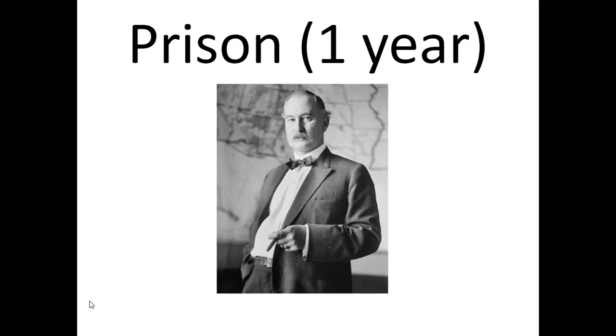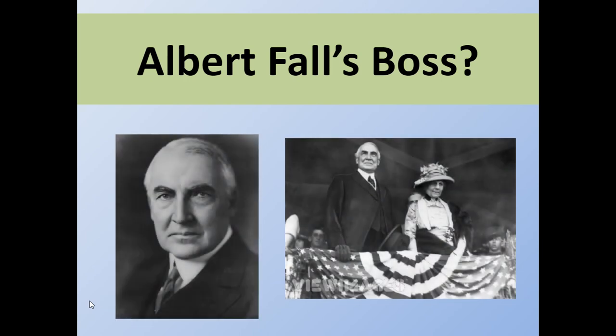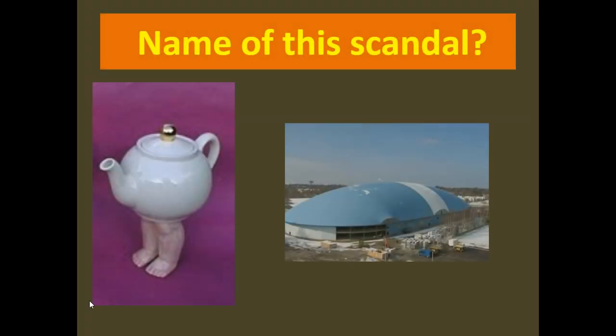Either way, Albert Fall was caught and went to prison for a year. Now, Albert Fall's boss was Warren G. Harding, and everybody's like, he was in on it.